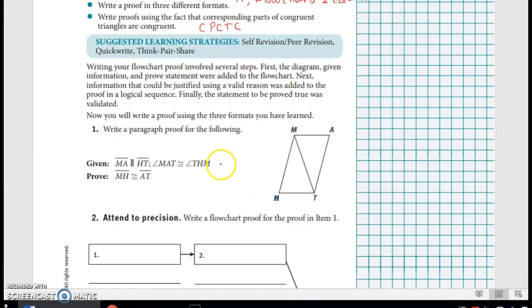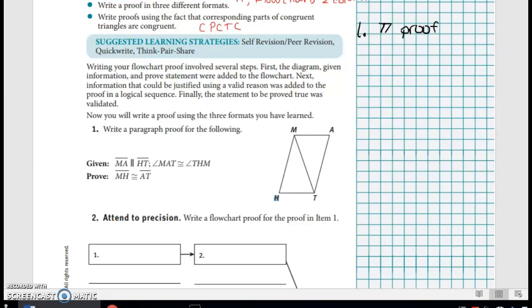Okay. So we've got our given and our proof, and first, number 1, we're going to write our paragraph proof. So number 1 is a paragraph proof. A paragraph proof is just like it sounds. We're writing everything in sentences and writing an actual paragraph out. So to start, what I like to do with all proofs, no matter when I'm doing it, is label our picture before we even get started on the paragraph proof.